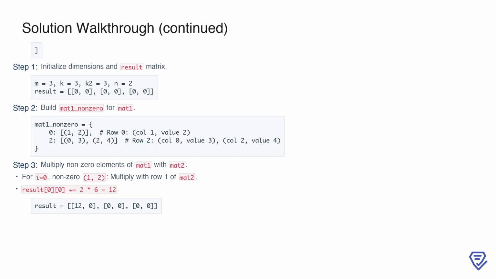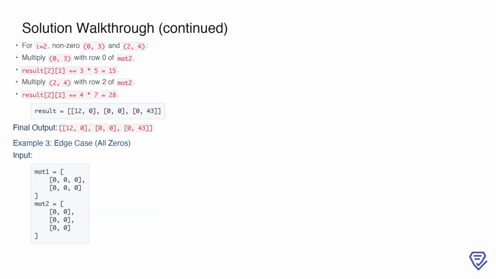This computation is result[0][0] += 2 * 6, updating the first element of the result matrix to 12. Continuing with the multiplication process, we now handle row 2 of mat1, which contains two non-zero elements, (0, 3) and (2, 4). The first, (0, 3), interacts with row 0 of mat2, specifically column 0 of mat1 with row 0 of mat2. This results in the computation result[2][1] += 3 * 5, which updates the second element of the last row to 15.